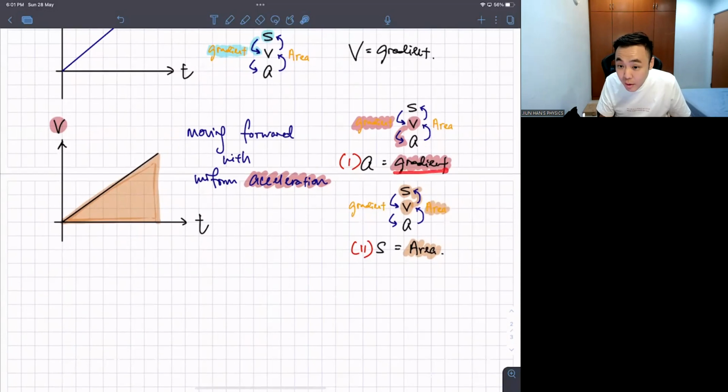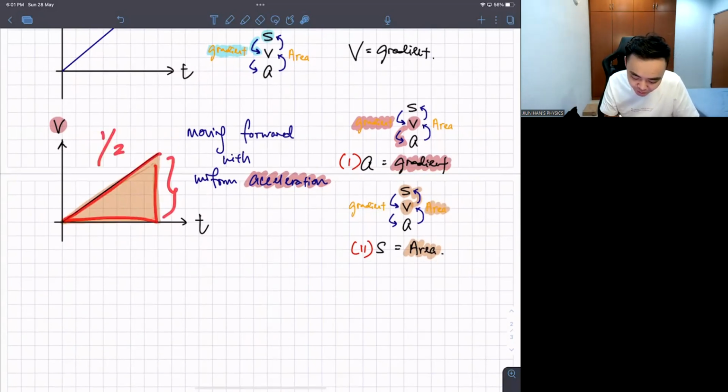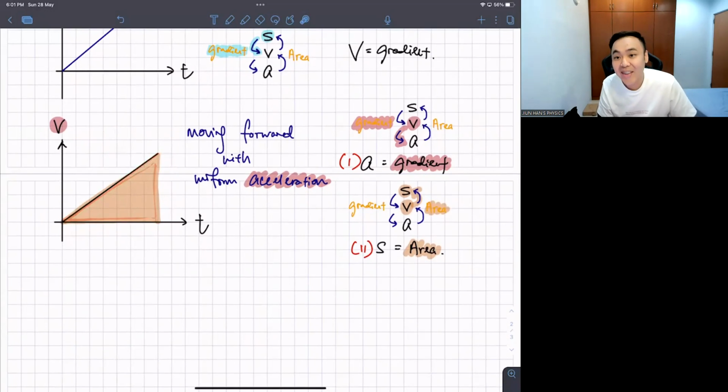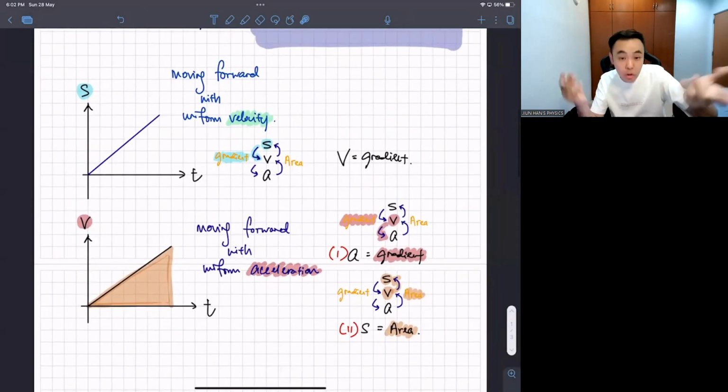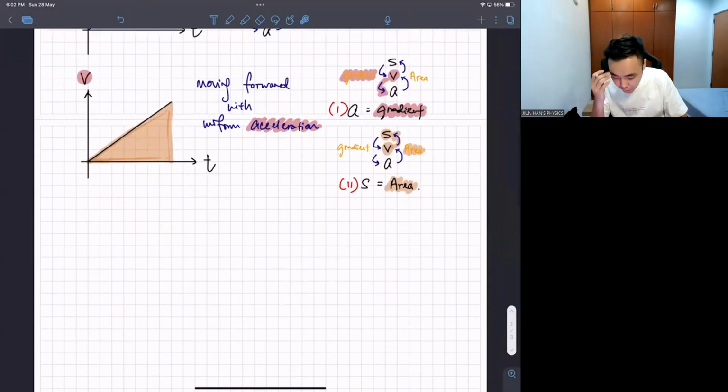Acceleration, gradient. Okay. Displacement, area. Hey, this one, your maths, what? Triangle, come on. 1/2 times the height times the base. There you go lah. The shapes you're getting are all the typical shapes: triangle, rectangle, square, trapezium. That kind. We good? Can? So this is the trick.